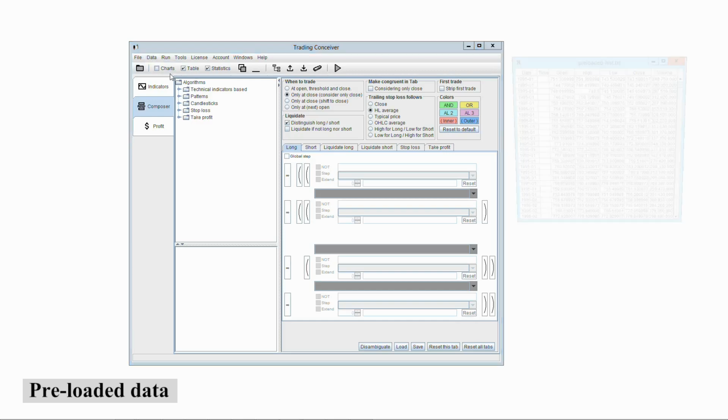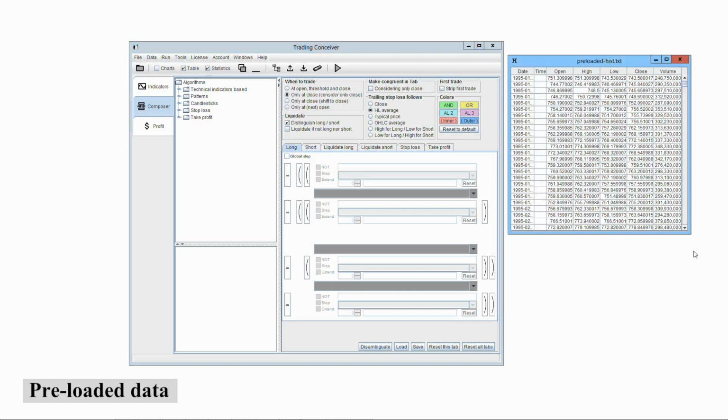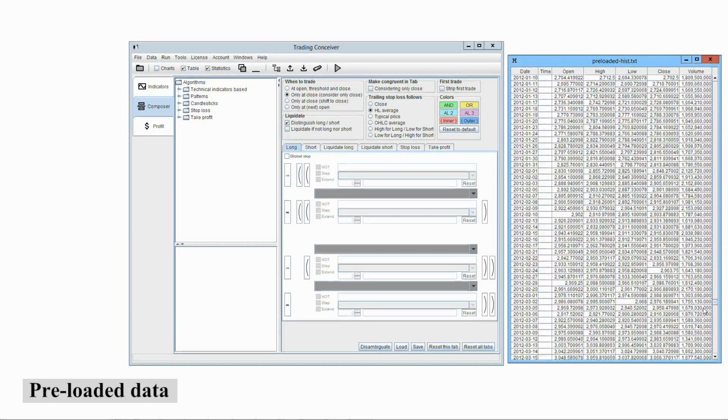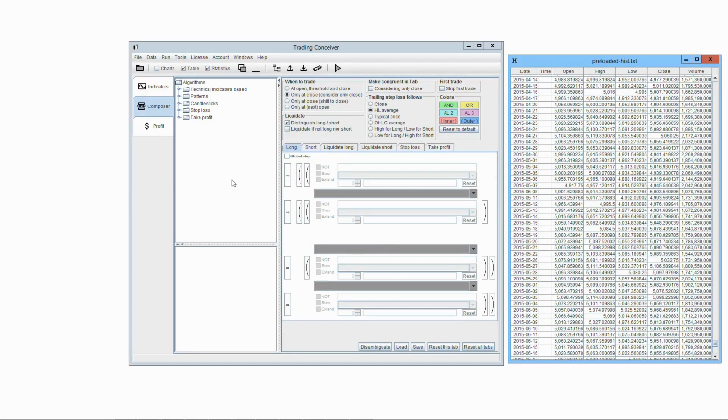Trading Conceiver comes with preloaded historical data that come from a real market. This is for your convenience, so that you can experiment and learn the features of the software easily and for free. The preloaded data lets you focus on what is really important, that is the building of a trading system, without bothering about historical data.